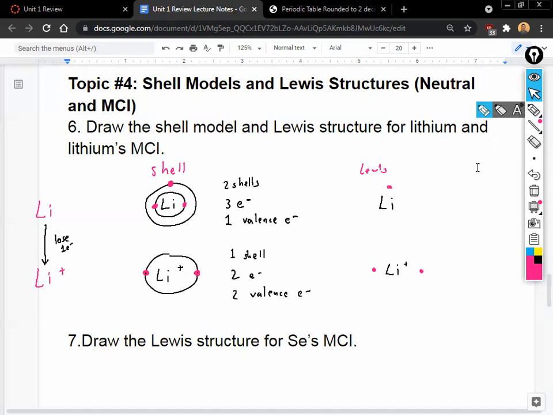All right, so with that being said, take about a minute if you're done with number 6 to try number 7. I want you guys to find selenium Se's MCI. I want you to draw the Lewis structure. So you don't need to do all the shells. You just need to do the electrons on the outside shell. So take about a minute to try that, and then we'll go over it together before moving on to the last section for today. You're going to be looking for selenium Se's MCI.